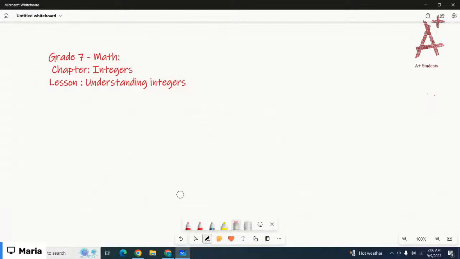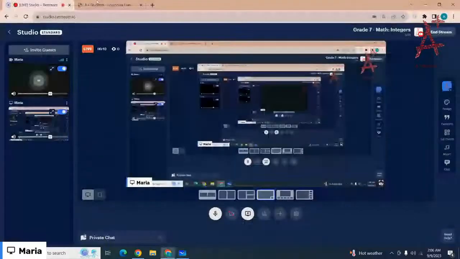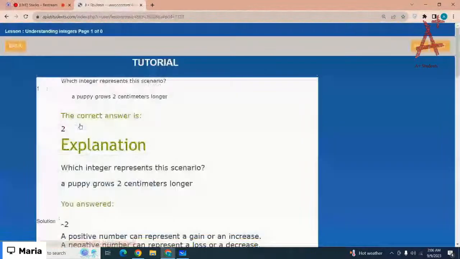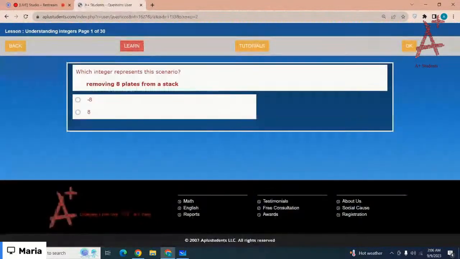Okay, let's go to the lesson. Here is the lesson understanding integers. Let's look at the examples. Which integer represents this scenario? The example is removing 8 plates from a stack. Is it a positive number or a negative number? You are removing something, so that would be negative 8. You represent this scenario by a negative number. So that is negative 8. Very good.